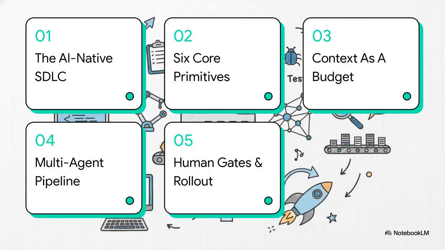Here's our roadmap for today. We'll start with a big picture paradigm shift of the AI-Native SDLC. Break down the 6 core primitives you'll need, talk about treating context as a budget, walk through a live multi-agent pipeline, and finally, wrap up with human gates and your phased rollout plan.